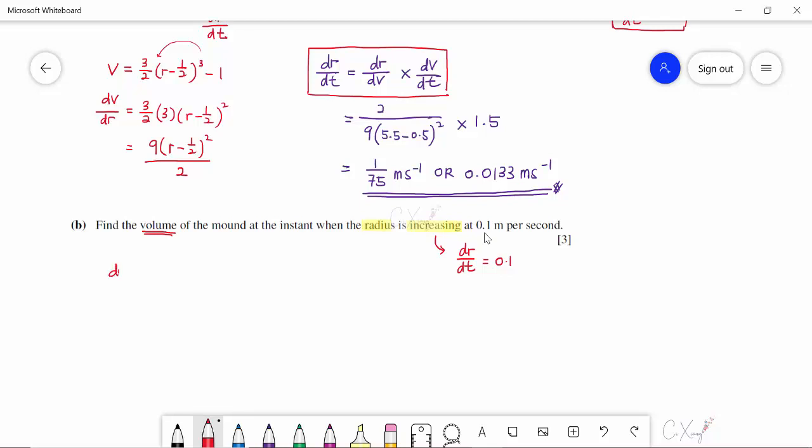Where dr over dt equals dr over dv multiplied with dv over dt. So dr over dt is 0.1, so you just put it as 0.1. It equals 2 over 9 times (r minus 0.5) squared. At this part, when dr over dt is equal to 0.1, we actually don't know the value of r, so we'll just keep it as r first. Then multiply with dv over dt, which is still 1.5.